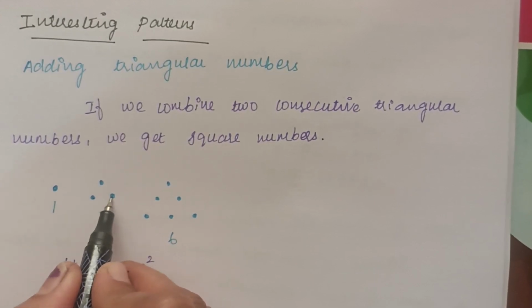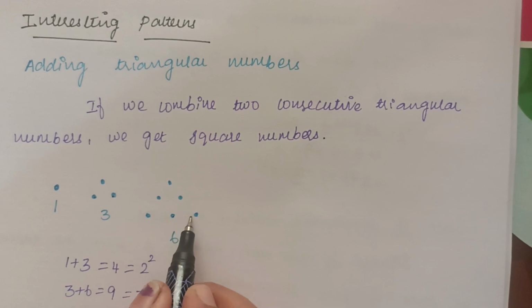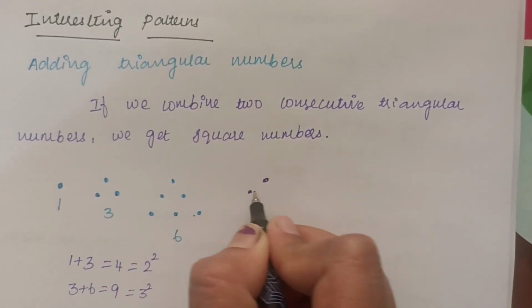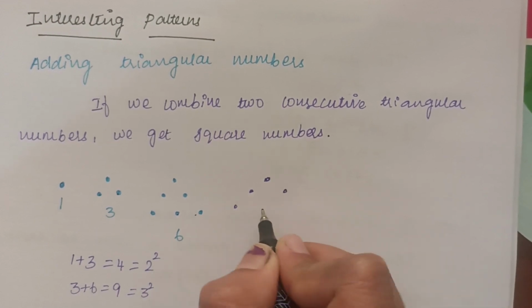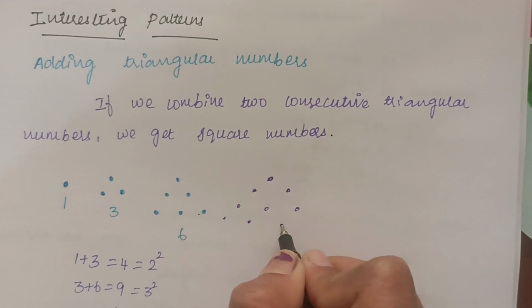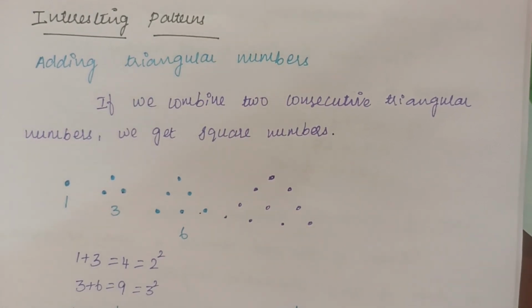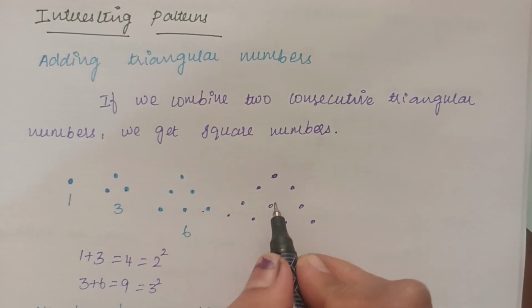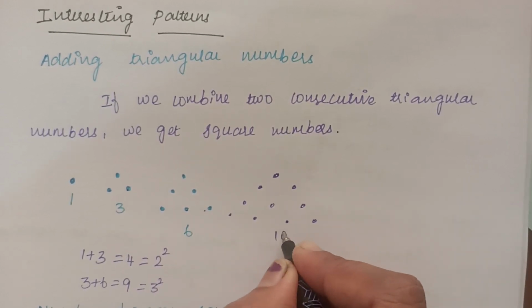So here we have 2 dots. For the next triangle we have to add 3 dots. Here we have 3 dots. For the next triangle we need to add 4 dots. So this is how we need to form the triangular numbers. So totally we have 4 plus 3 is 7, 7 plus 3 is 10.